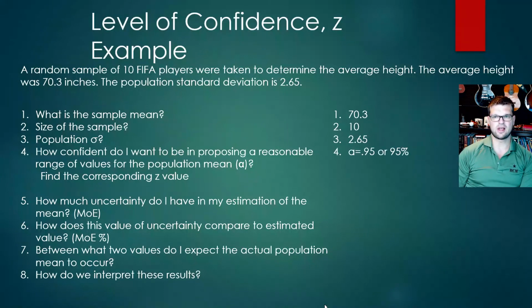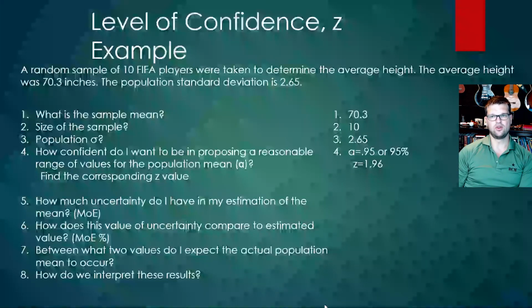So in this case, I'm going to choose 95% confident, or having an alpha of 0.95. And you need to find the corresponding z-value to that alpha, which is going to be 1.96. Remember, the z-value with an alpha of 0.95 is always going to be 1.96.